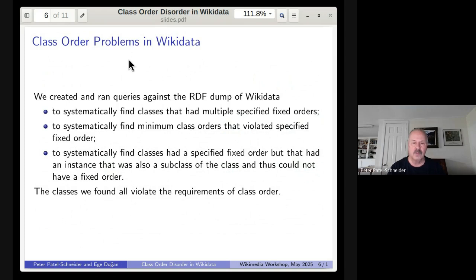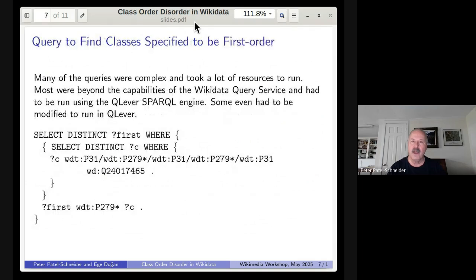Creating queries that could do this was difficult. Some of the initial queries we tried were too resource consuming to be run on any existing SPARQL engine. The query to find classes that are specified to be first order is hard itself for SPARQL engines because it contains a complex property path. The query cannot be run in the standard Wikidata query service, so we had to use the QLever SPARQL implementation to run it. What we found was that there are many classes in Wikidata that have problems with class order.